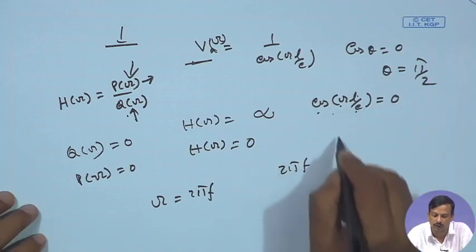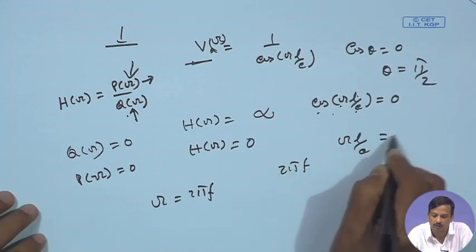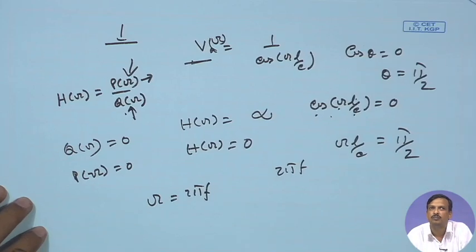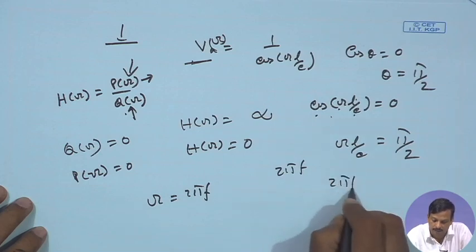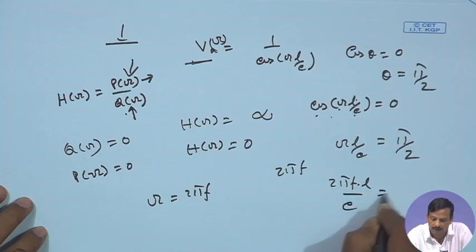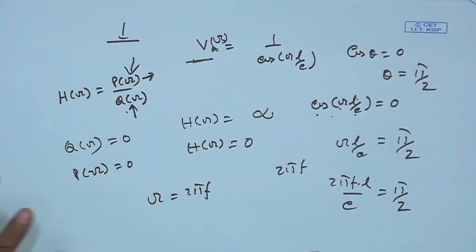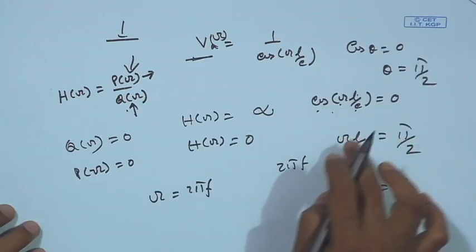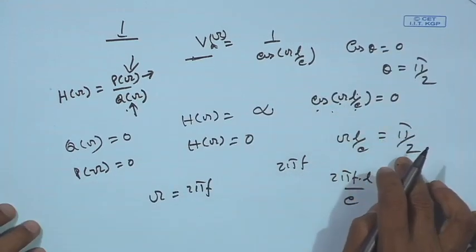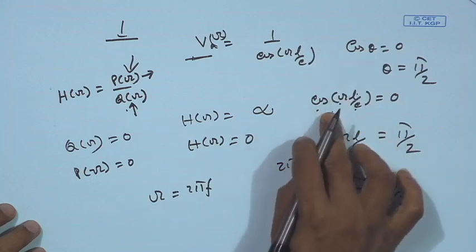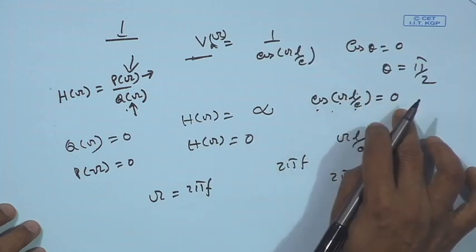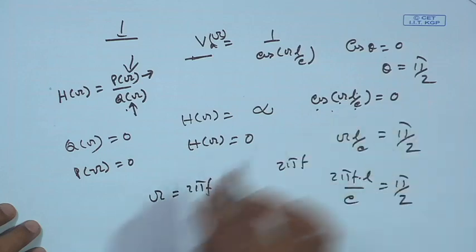So, omega L by C should be pi by 2. Let us put that 2 pi f L by C is equal to pi by 2. I know at theta equal to pi by 2, cos theta is equal to 0. So, omega L by C is equal to pi by 2. If it is pi by 2, then cos(omega L by C) is equal to 0, so resonance will occur.